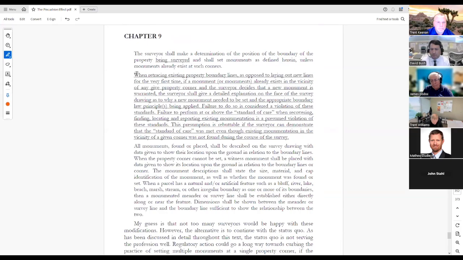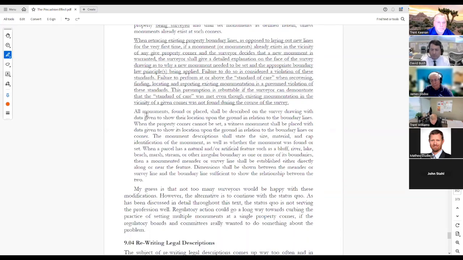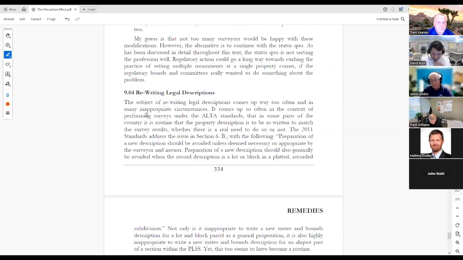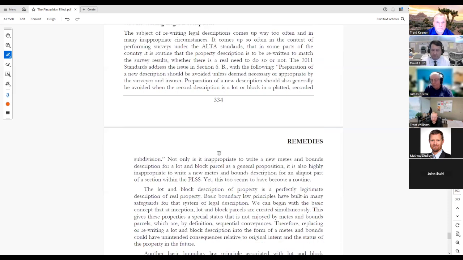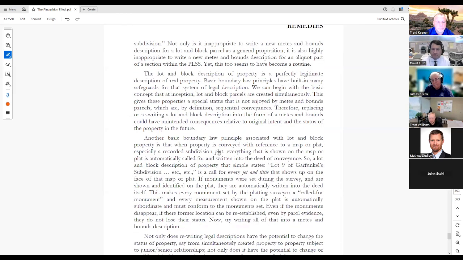The 2011 standards address the issue in section 6B with the following. Preparation of the new description should be avoided unless deemed necessary or appropriate by the surveyor and insurer. Preparation of a new description should also generally be avoided when the record description is a lot or block in a platted recorded subdivision. We've talked about that a little bit here. We see it on occasion in Utah, an as-surveyed description, a changed description.